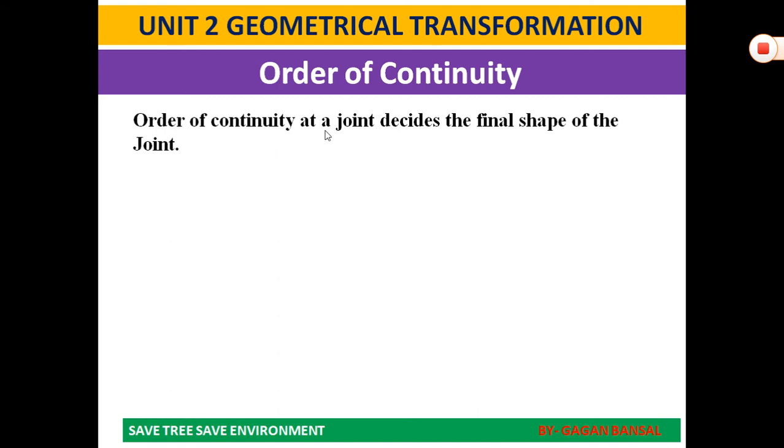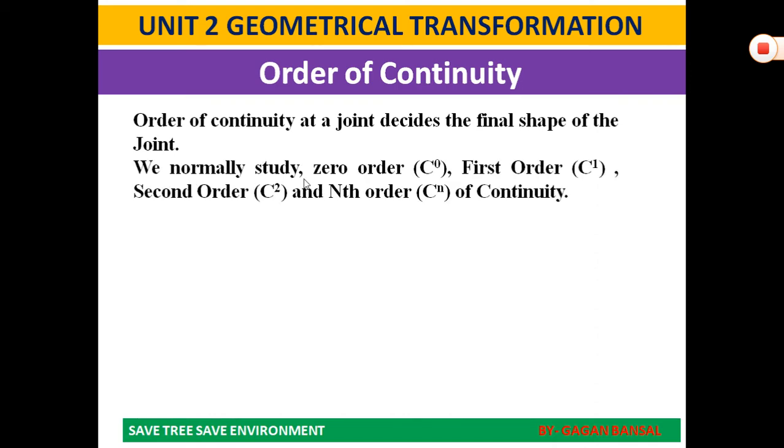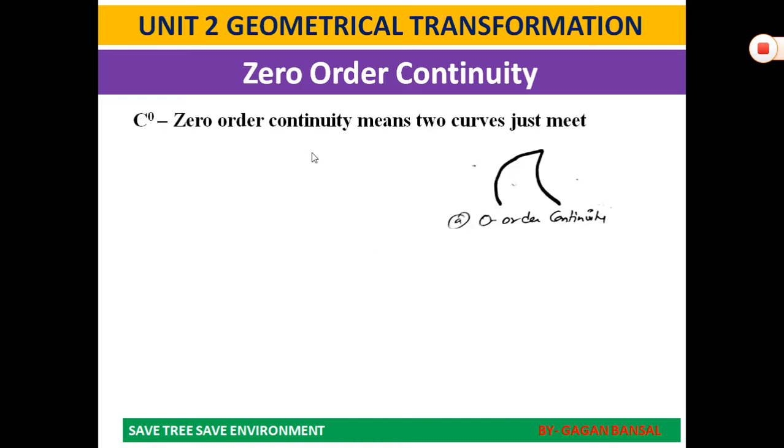Okay, then next is order of continuity, very important. Order of continuity at a joint decides the final shape of the joint. Order of continuity basically deals with the point of intersection of two different curves or two different splines. We normally study zero order, first order, second order and nth order of continuity. Let's see what exactly they are one by one. First is zero order continuity.